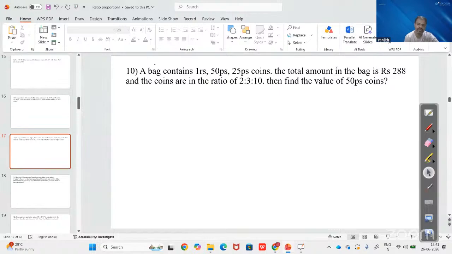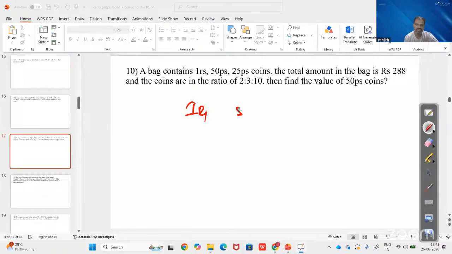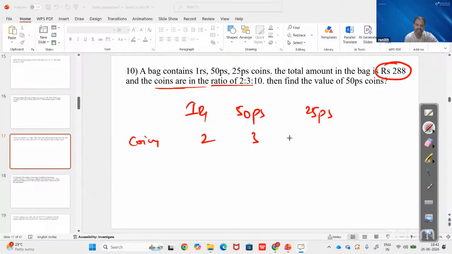So again, we are having same coins, 1 rupee, 50 paisa, 25 paisa coins. So total amount in the bag is 288. Then the coins are in the ratio. The coins are in the ratio 2, 3, 10.